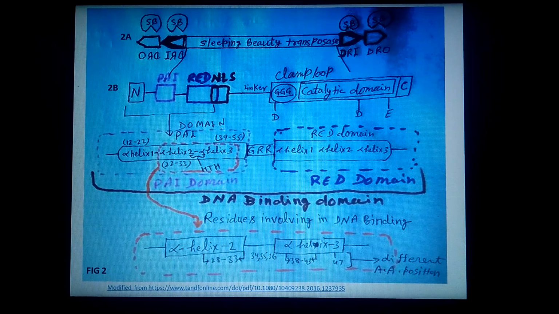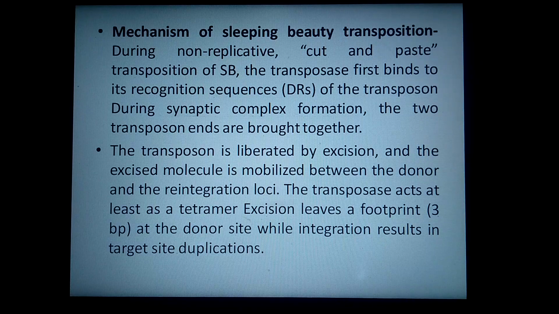So this is the diagrammatic representation of the Sleeping Beauty transposon and its catalytic domain and PAI domain, or DNA binding domain. Further, the PAI domain is categorized by the different amino acid residue positions involved in DNA binding. So come to the mechanism of the transposon. This segment represents how the Sleeping Beauty transposition mechanism works.